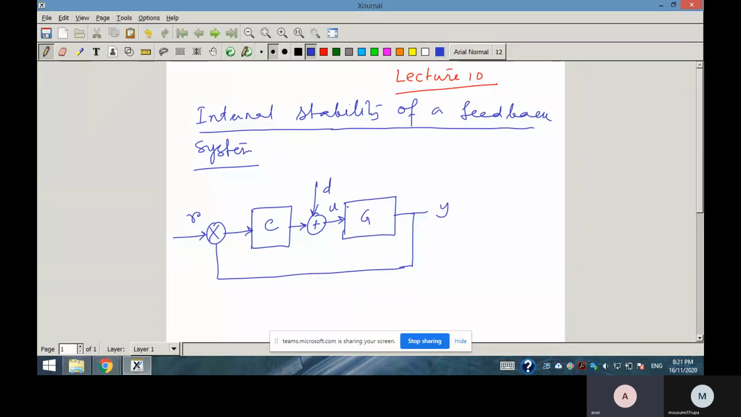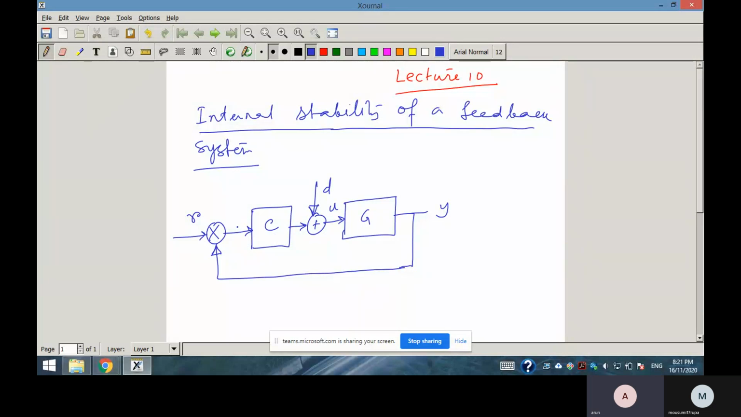So now you can see in this feedback system, wherever exogenous signals can enter, I have indicated. An exogenous signal can enter in between the C and G, and in between G and C.